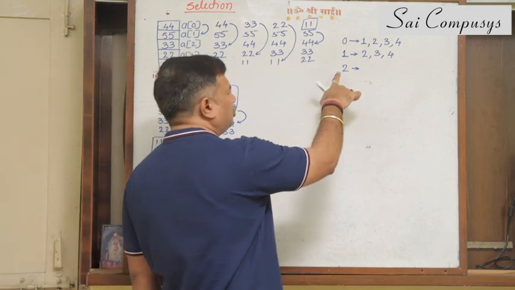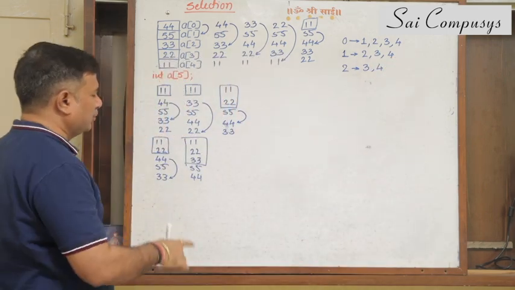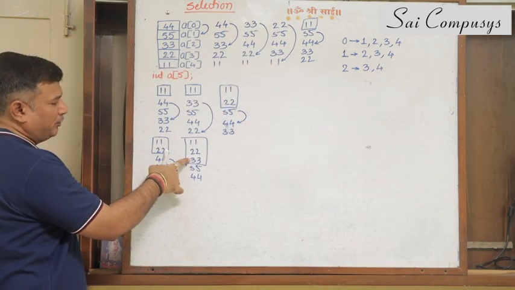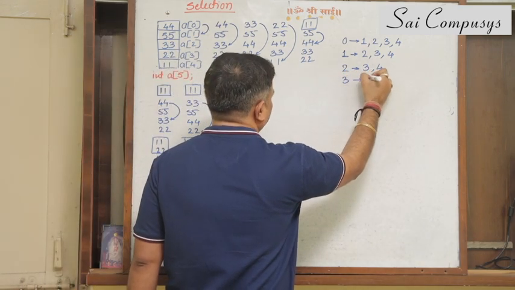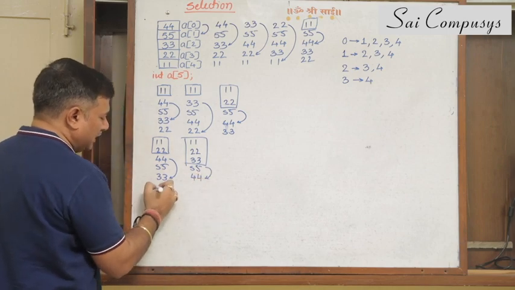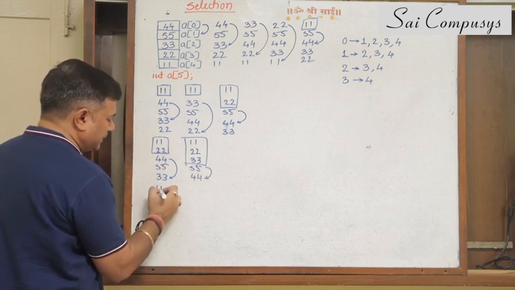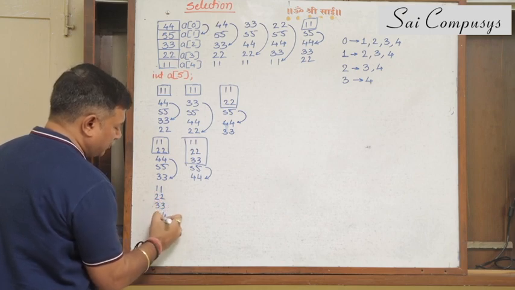When I compared A2 with A3 and A4, I got the appropriate element at A of 2. Similarly, now I'll select A of 3 and compare it with the element below it. That is, A of 3 is going to be compared with A of 4. If greater, I'll interchange them. So this gives me 11, 22, 33, 44 and 55.